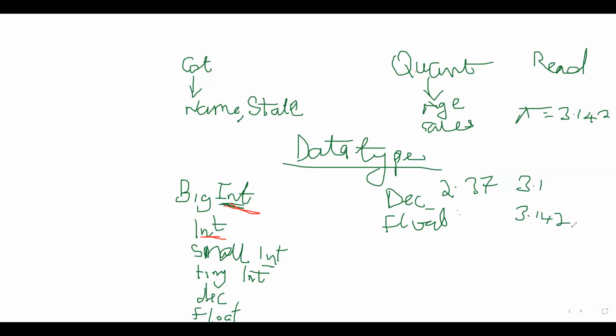Actually, this is not where it ends. It's a recurring decimal, so it will keep recurring 3.142. After getting to 42, it starts all over again. But that's not the story for now. So this is more, this is less.